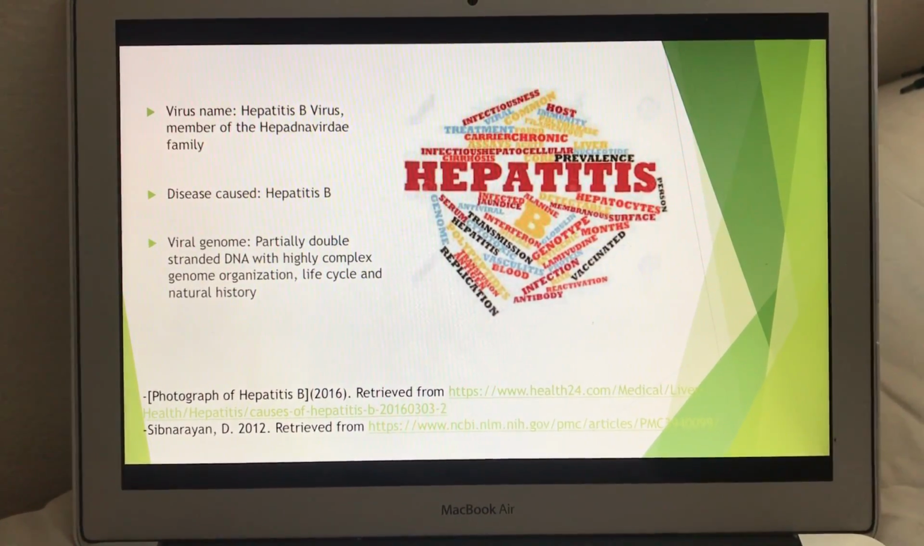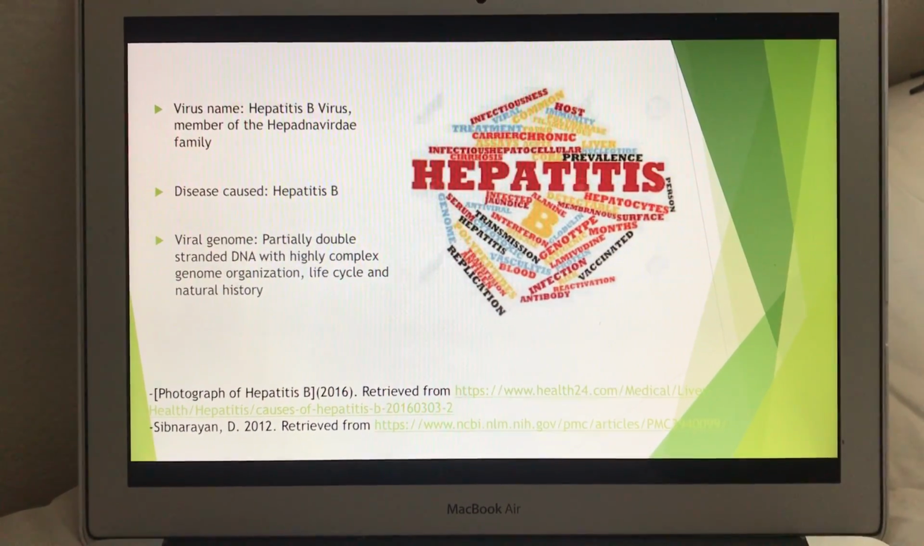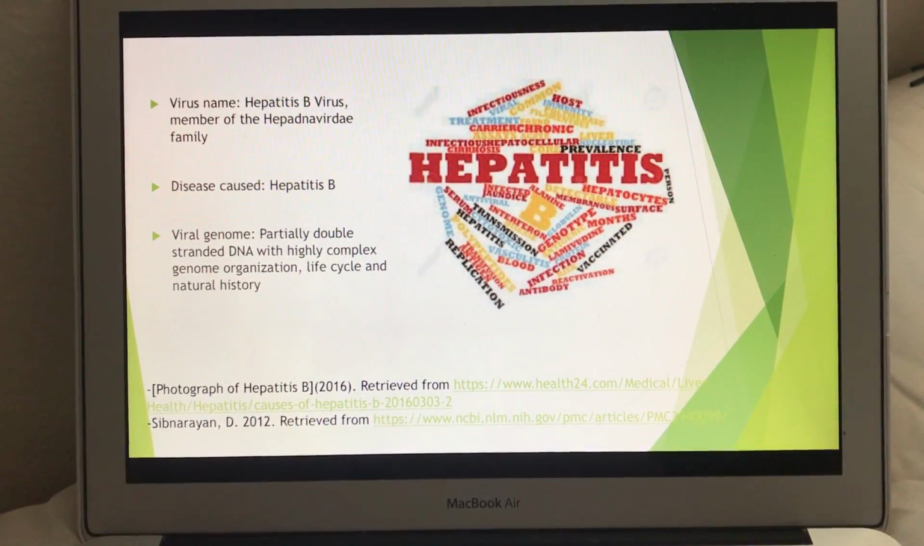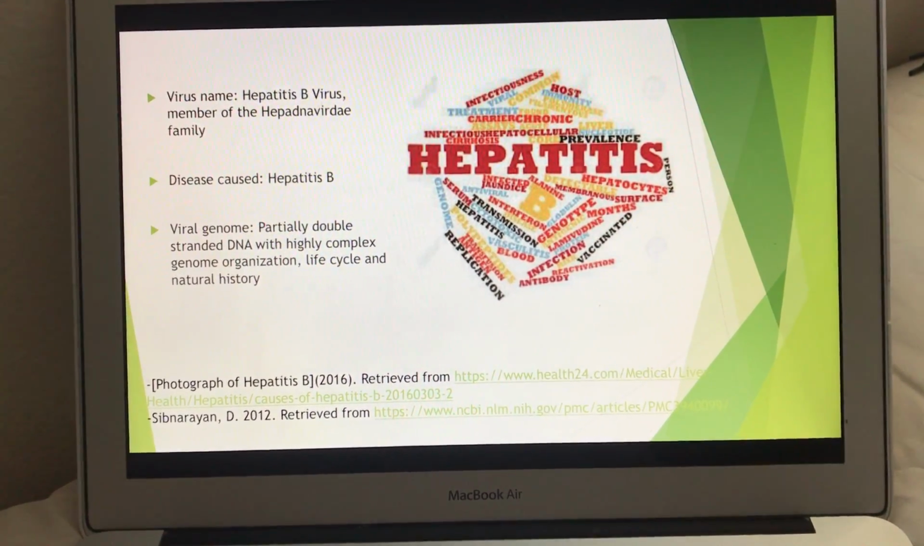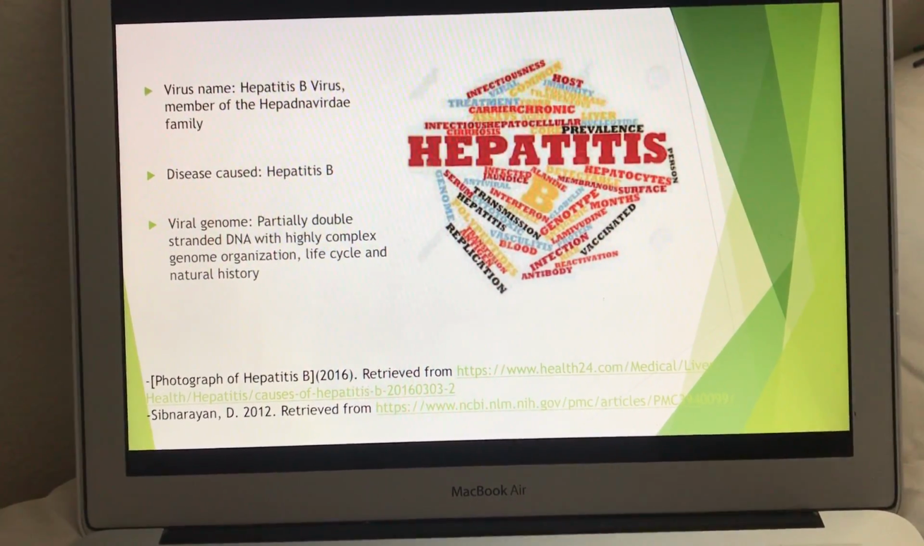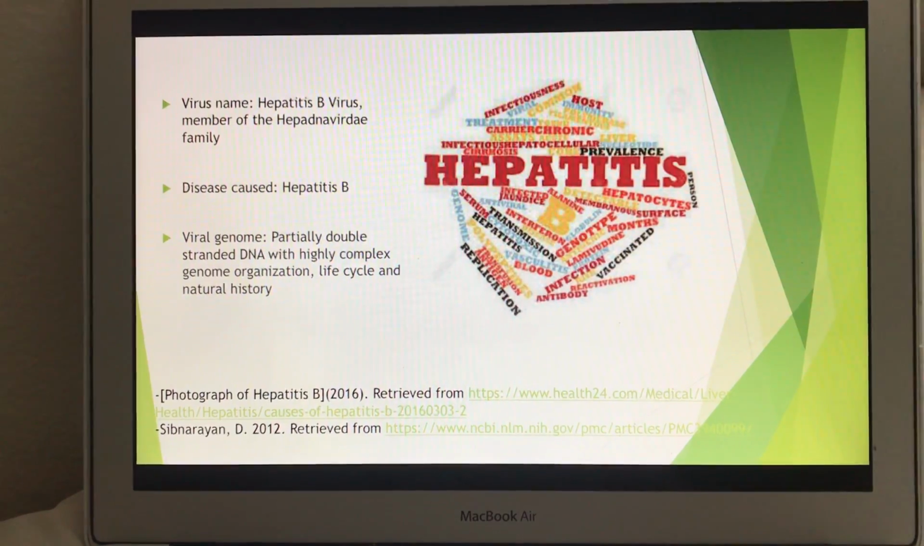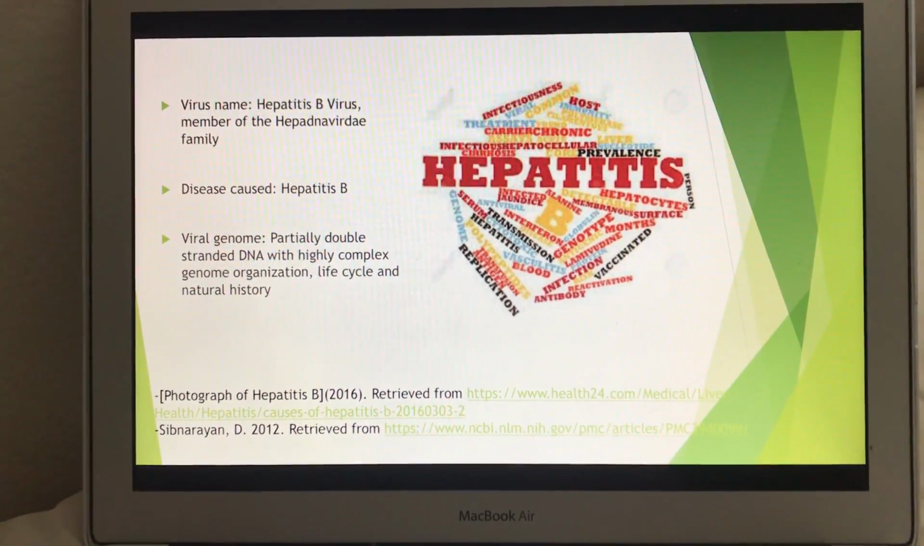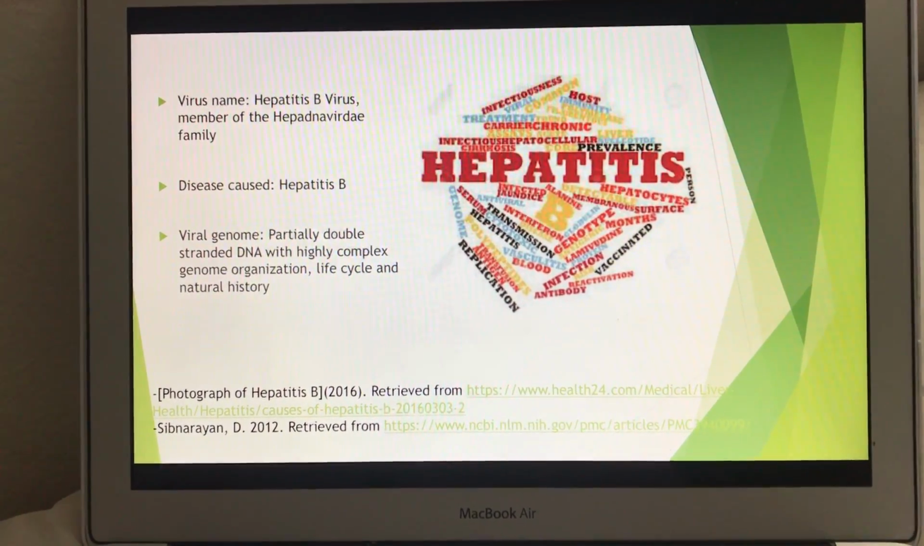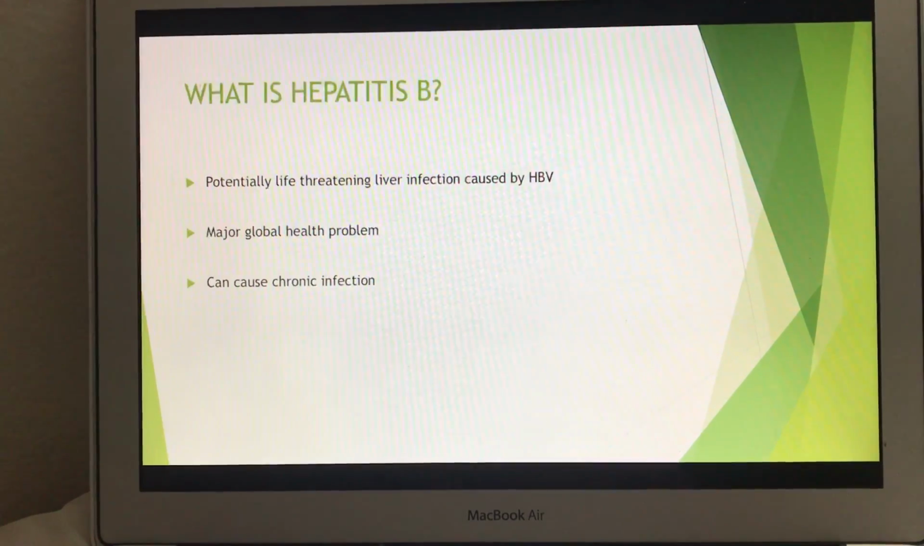The virus name is hepatitis B virus, and it's a member of the Hepadnaviridae family, and the disease cause is hepatitis B. The viral genome is a partially double-stranded DNA with highly complex genome organization, life cycle, and natural history.